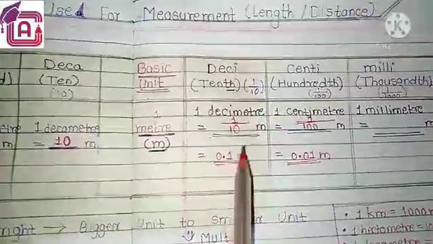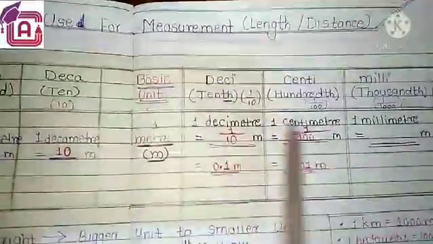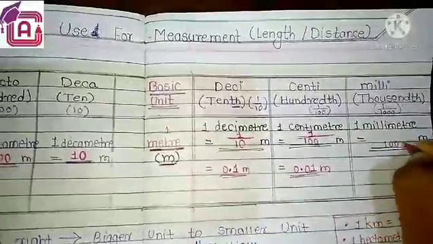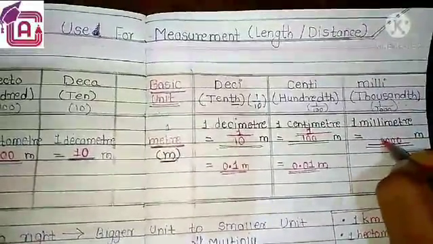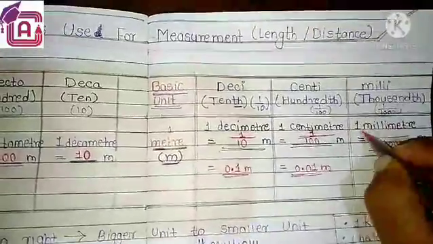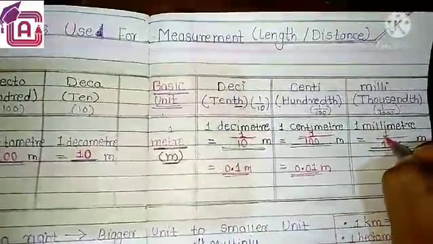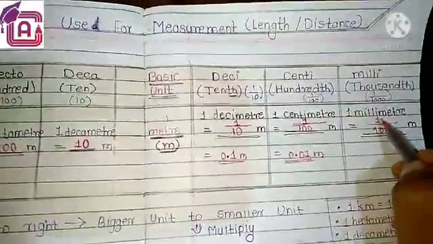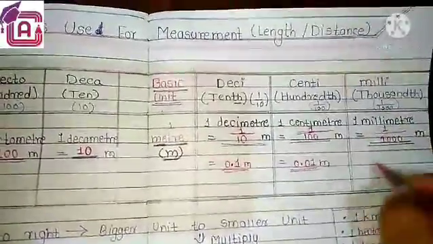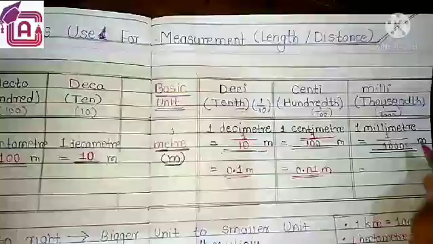At which place is milli present? 1, 2 and 3. So on 1 I am writing how many zeros? 3 zeros, and this 1000 is present at the denominator, and on the numerator for 1 millimeter I am writing 1. If it is 2 millimeter, then I am writing 2 at the numerator. So 1 millimeter is equal to 1 upon 1000 meter.